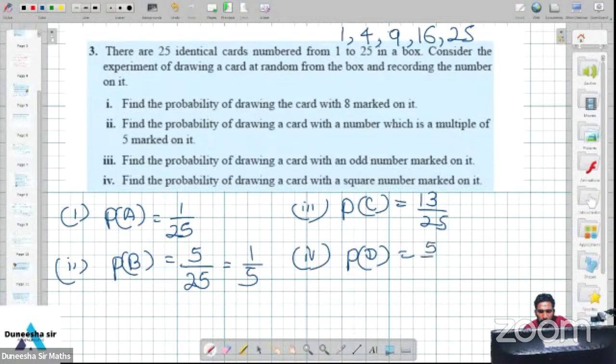5 over 25. It's 1 over 5. Okay. If you finish, raise hand.